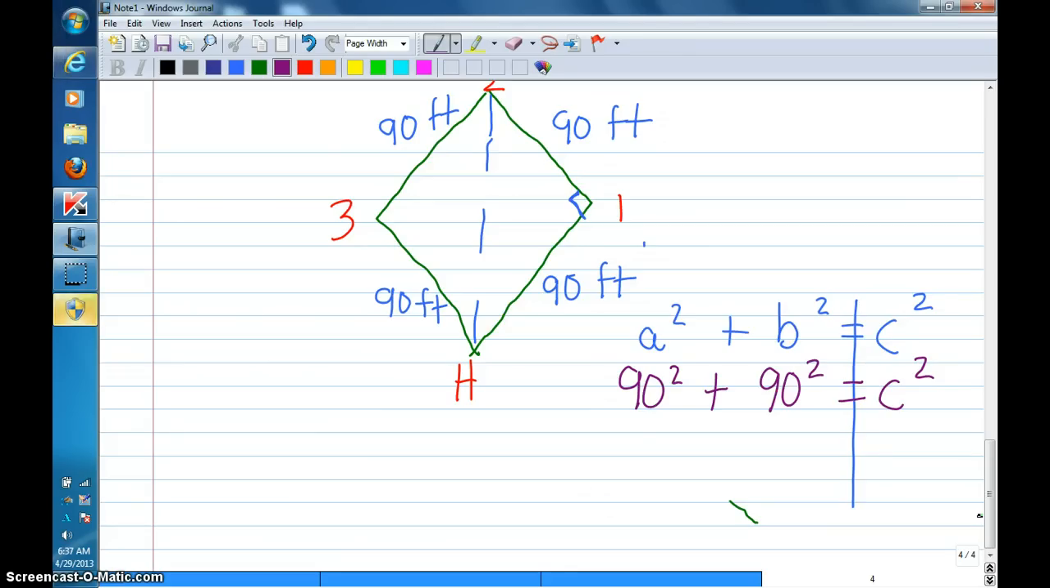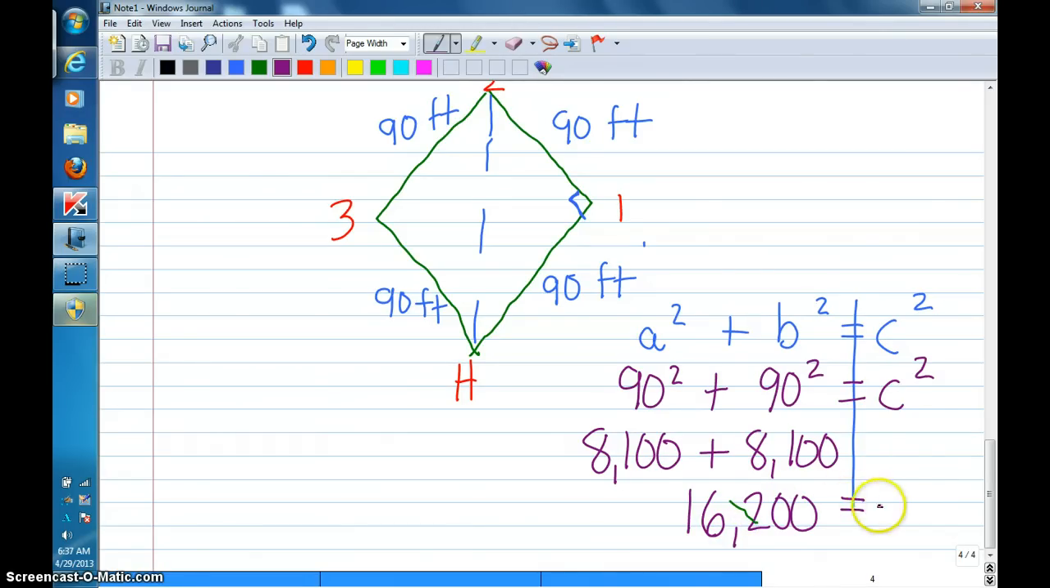90 times 90, 8,100. Go ahead, add them. I got 16,200. And we're left with c squared. And again, the last step is to take the square root.